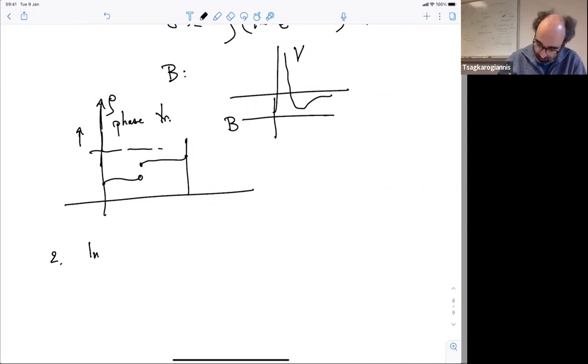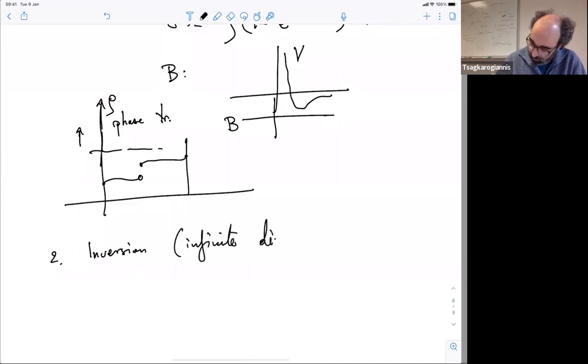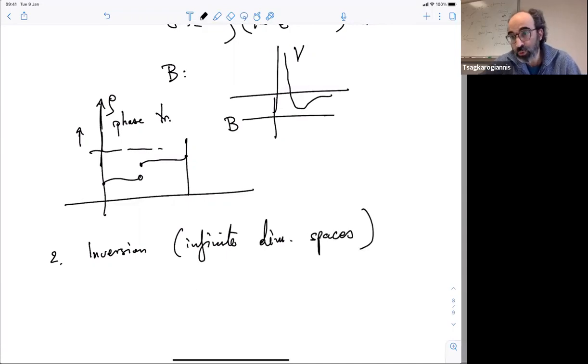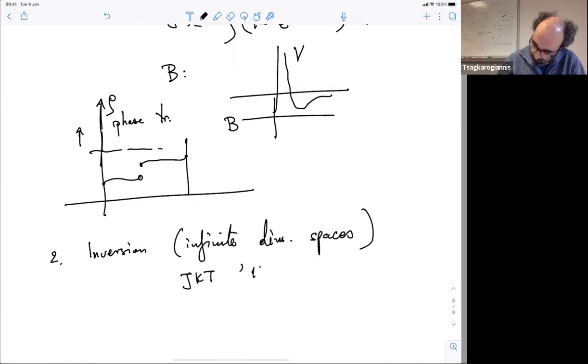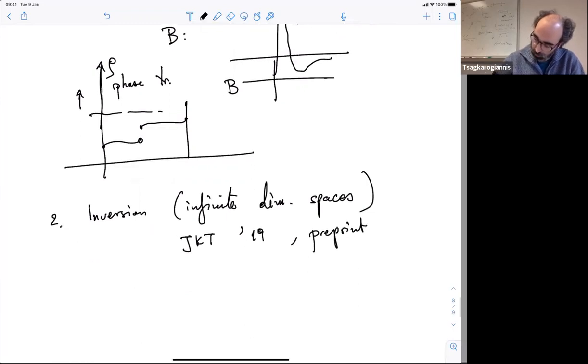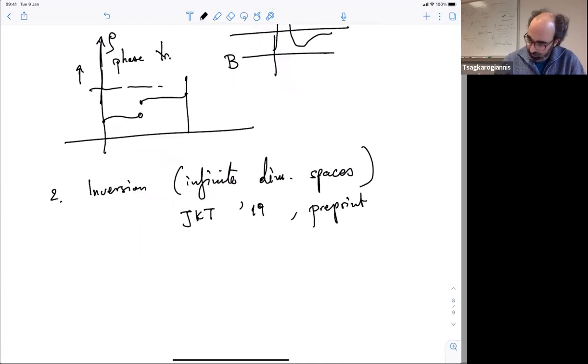Another interesting point is the inversion. So the inversion in infinite dimensional spaces, as we need to do it in the homogeneous case. And this is a joint paper with Jansen, Kuna, and me in 2019, which you can find on arXiv.